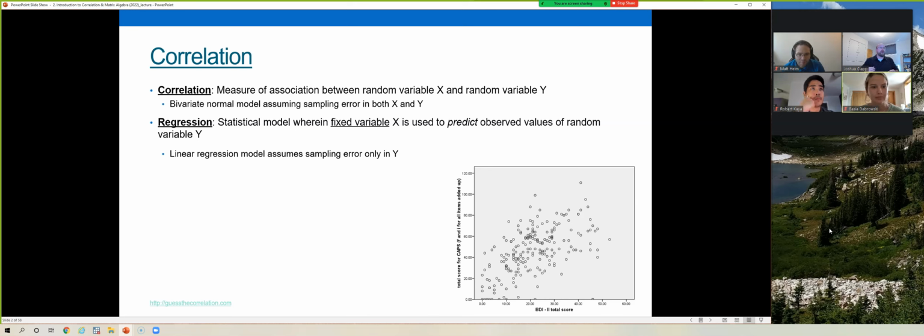I don't know, Robert or Matt, does this sound like the description of the regression model here with a fixed variable x and a random variable y? Does that sound like how we usually conduct regression models?